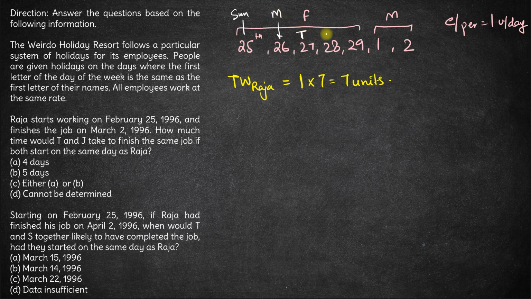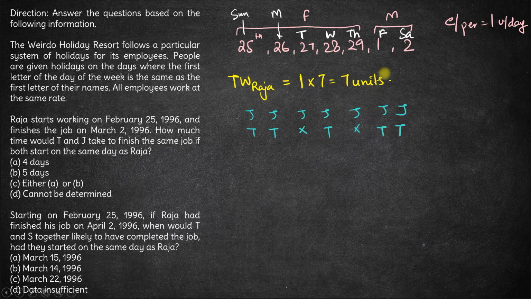Then you'll have a Tuesday, Wednesday, Thursday, Friday and Saturday. Okay. So we know J will be working on all these 7 days. But T will not be working on Tuesdays and Thursdays. So T will be working on Sunday, Monday, not Tuesday, Wednesday, not Thursday, Friday, Saturday.